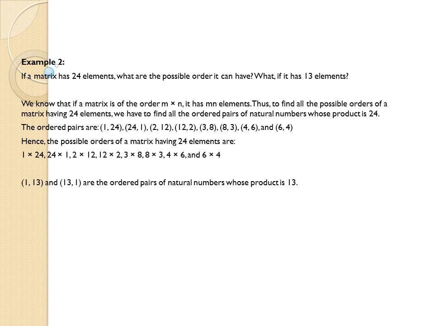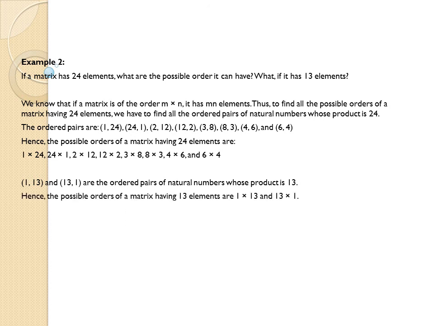Now the second portion of the question: what if it has 13 elements? So 13 is the product of m into n, and I have to find out m and n. 13 is a prime number, so only 1 comma 13 and 13 comma 1 are possible. There are no other two numbers which multiply to form 13. So these are the only possible combinations, 1, 13 and 13, 1.